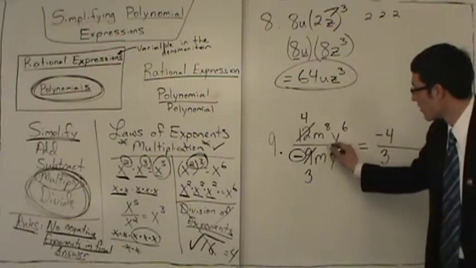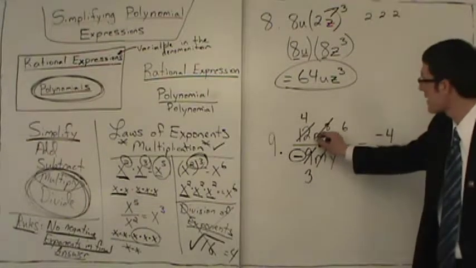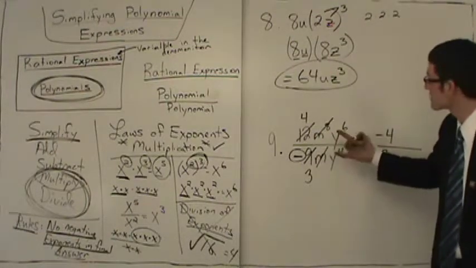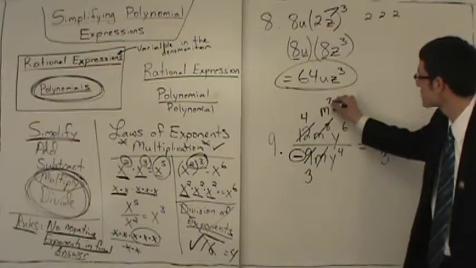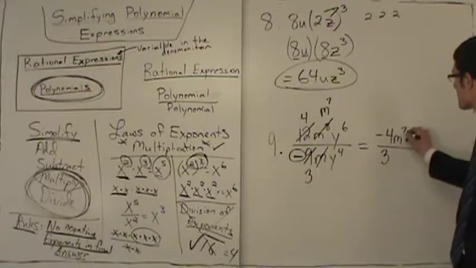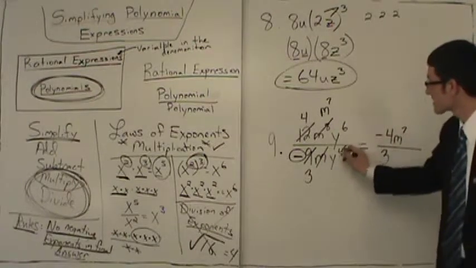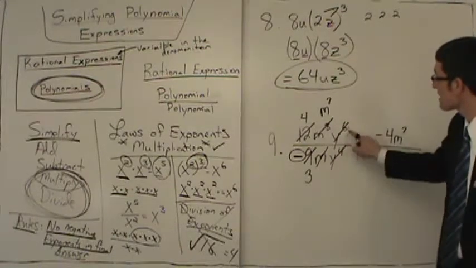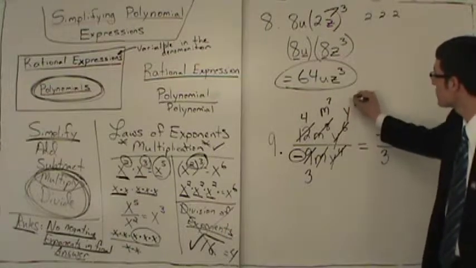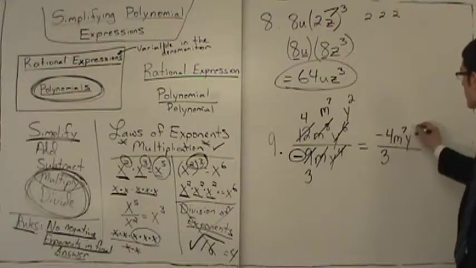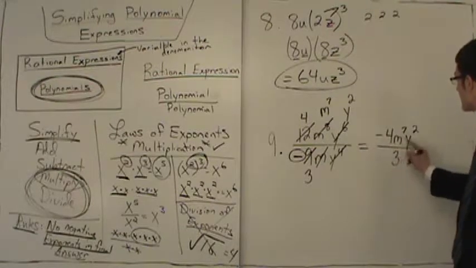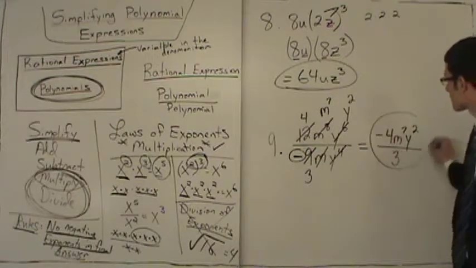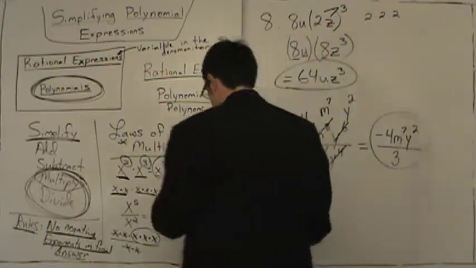And now cancel. 1m cancels with 8 m's, leaving how many m's? It's a concept of subtraction. 1m cancels with 8 m's, leaving 7 m's where? 7 m's on the top. 4 y's cancel with 6 y's, leaving how many y's? Hopefully you say there are more y's on top, so we have 2 extra y's left on top, or y squared on top. So our final answer is negative 4m to the 7th y squared over 3. This is your answer. Okay, number 10.